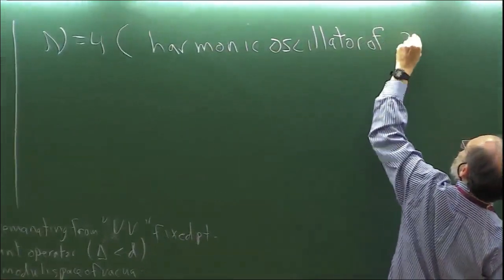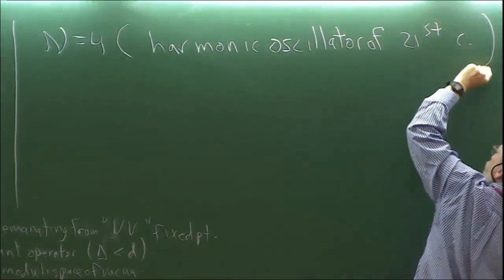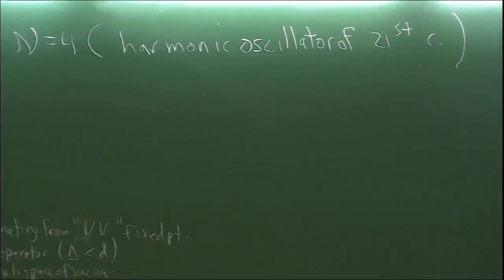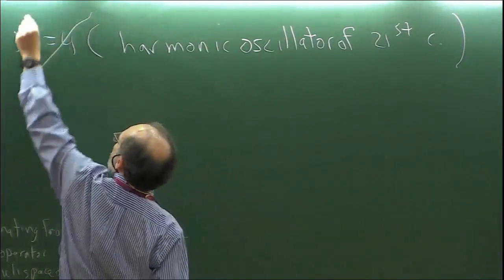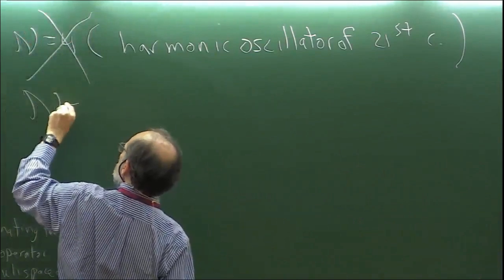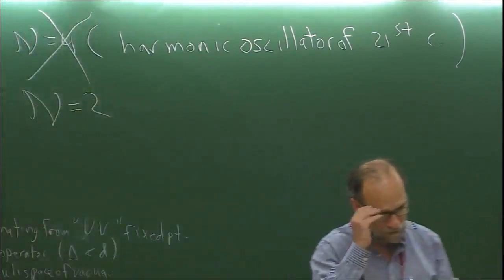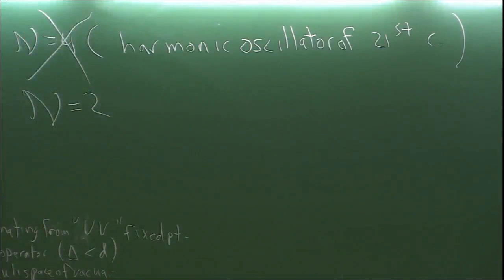Of the 21st century, because the harmonic oscillator is the simplest of all possible finite dimensional dynamical systems. This is the simplest of all possible field theories. But for our purposes, this will be too simple. We're going to study things with half as much supersymmetry, namely N equals 2.